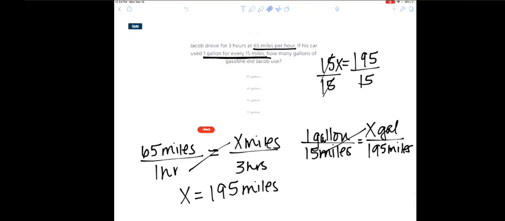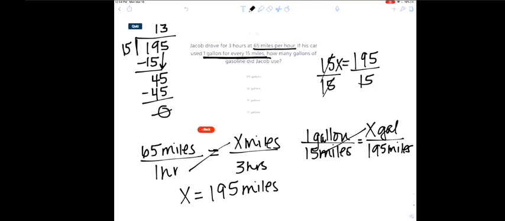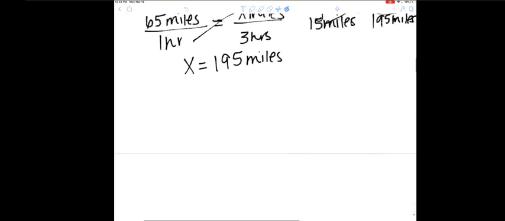Let me make some space over here. I'm going to set up my division problem. So 15 goes into 19 one time. 15 times 1 is 15, and 19 minus 15 is 4. I'm going to bring down the 5. 15 goes into 45 3 times. 15 times 3 is 45, and 45 minus 45 is 0. There are no more numbers to bring down, and that's it. So X equals 13, and this is gallons, right? Because X gallons over here. So this is our answer, 13 gallons. All right, I hope you got it. When you're ready, let's move on to the next one.